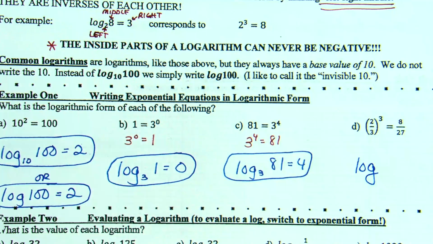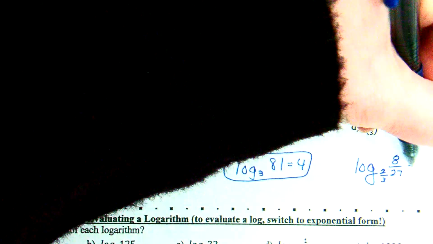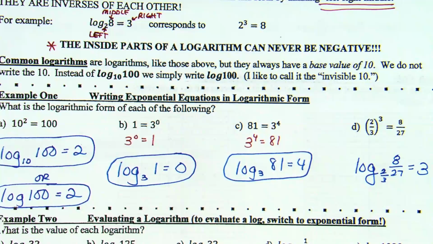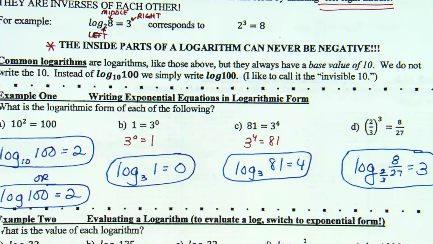There you go. There's my help. What'd you guys end up with? Okay, it doesn't look pretty. Log base 2/3 of 8/27 equals 3. It's something to memorize, guys. It's something to just flat out know how to go back and forth between those. Questions there?